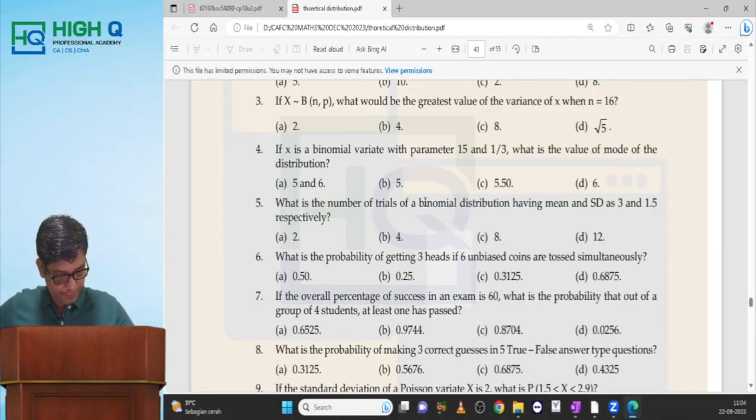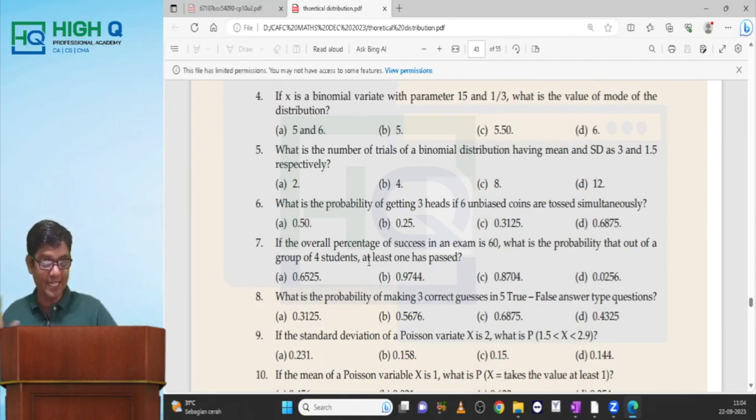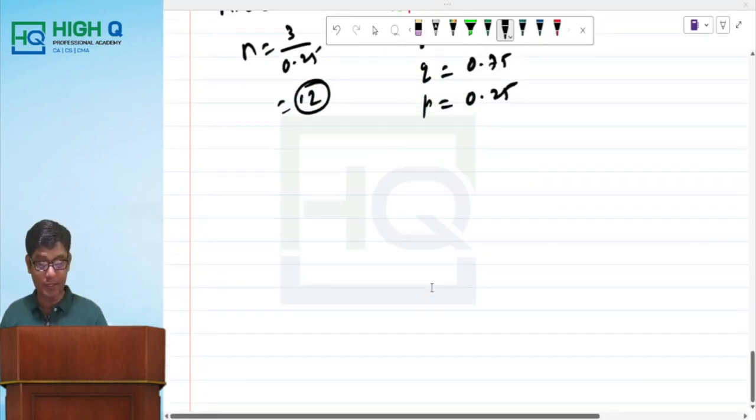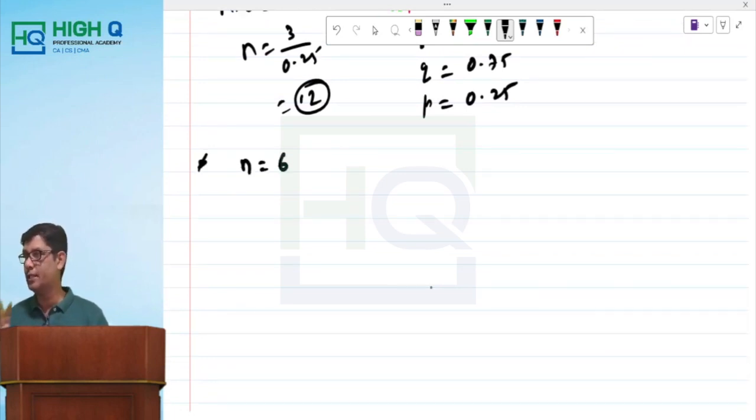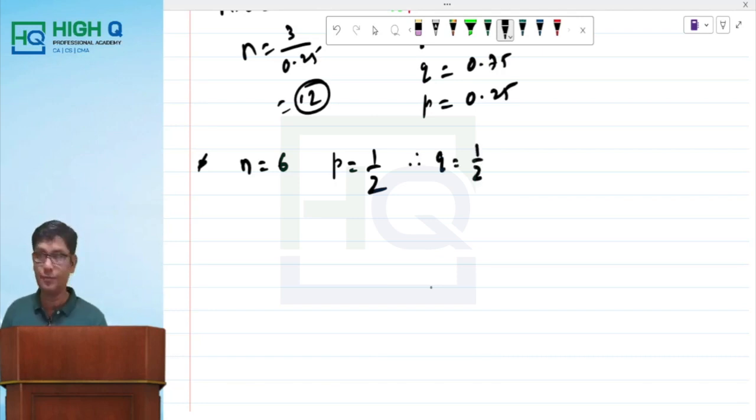Next. What is the probability of getting 6 heads if 6 unbiased coins are tossed simultaneously? Look at this. How many coins are tossed? I want everyone to listen here. 6. What is the probability of success? It is 1 by 2, the probability of getting a head or a tail. So what is Q? 1 by 2. What is X? 3. Now P of X equal to 3.